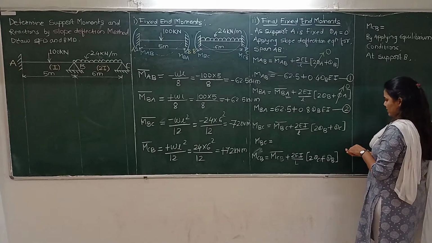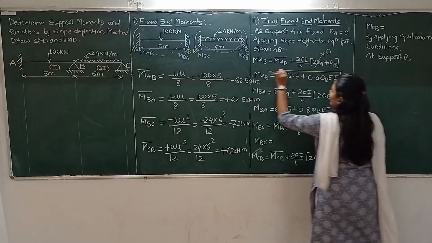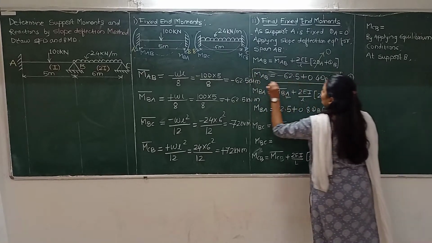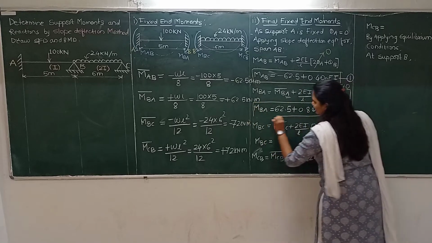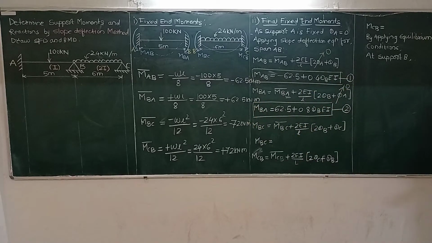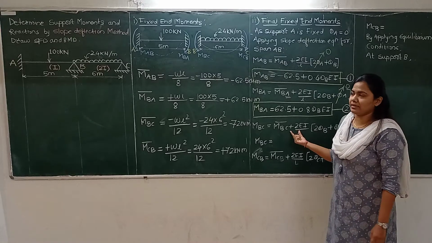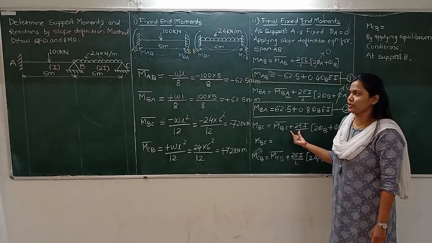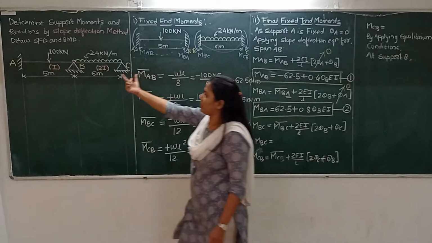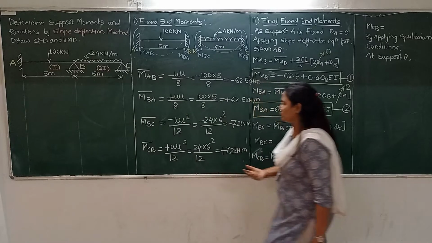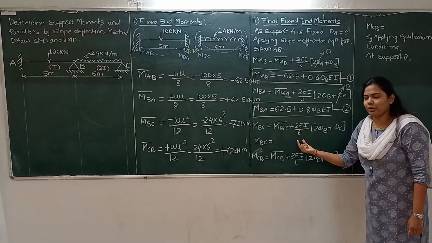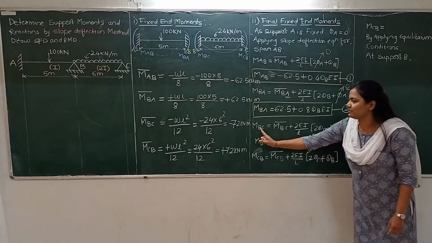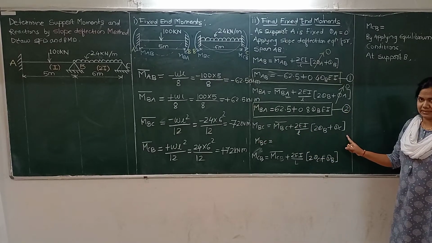So these two equations are very important. You have to bracket these equations, as we will use them further for the calculation of the final end moments MAB and MBA. Now let us apply the slope deflection equation for the BC span. So the slope deflection equation is MBC bar plus 2EI upon L in bracket 2 times theta B plus theta C.